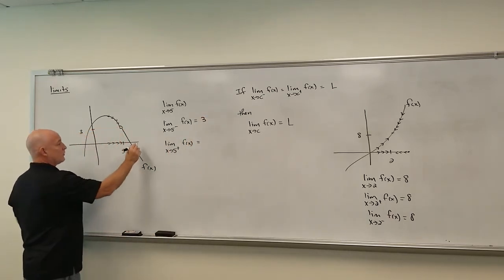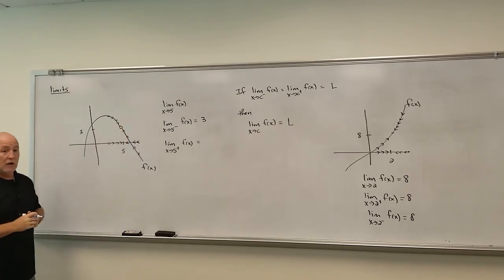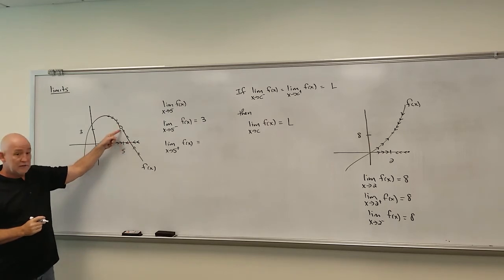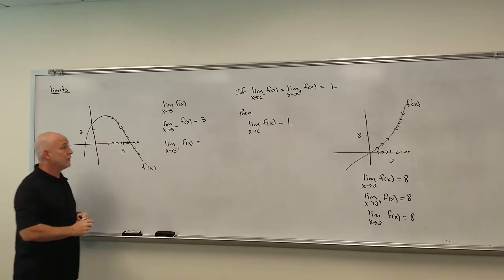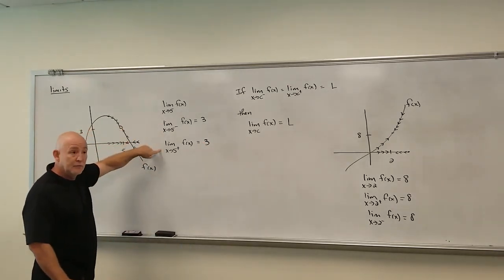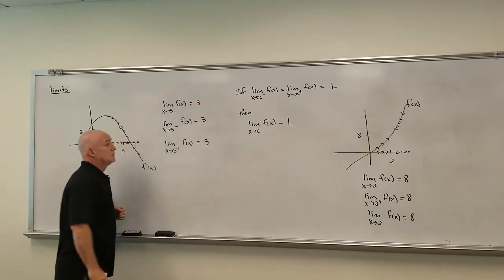Same idea, if we're approaching 5 from above this way, you can see that the y values here would be heading up towards a y value of 3. Again, since we never get to 5, we never actually get to that place that doesn't exist, but it is heading towards 3. So here, since the limit from the left is the same as the limit from the right, we can say that this limit exists and that that limit is 3.